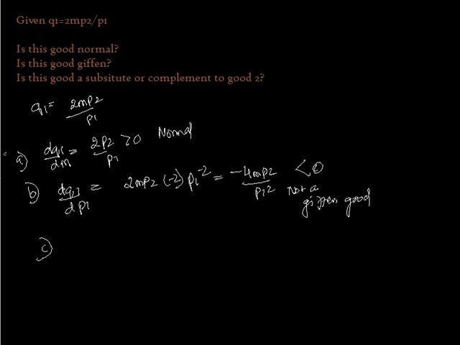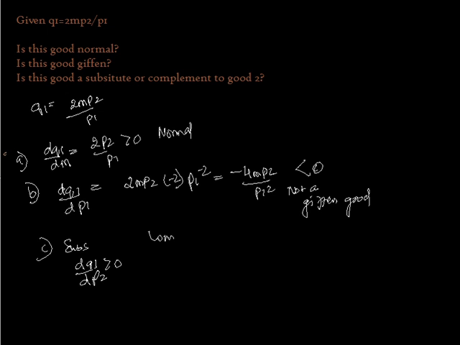Is this good a substitute or a complement to good 2? In order to find that out, in case of a substitute, what would be the sign of dq1 by dp2? When the price of good 2 increases, the quantity demanded for good 2 should fall and the quantity demanded for good 1 should increase, keeping other things constant. So dq1 by dp2 should be positive in case of substitutes.